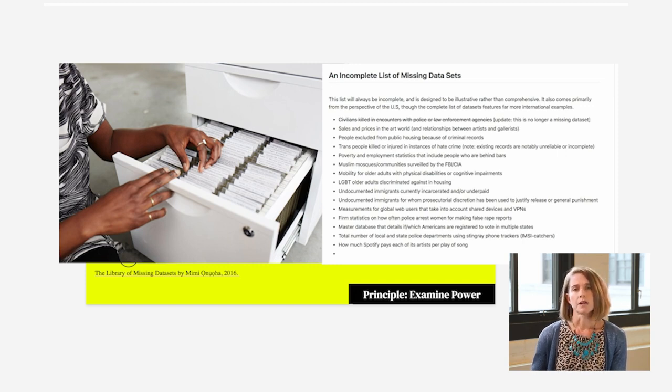So often when people talk about bias in data, they are talking about skews in an existing data set. But what about those data sets that simply do not exist because they are never collected? So this is why a feminist approach to data science begins with an analysis of power.